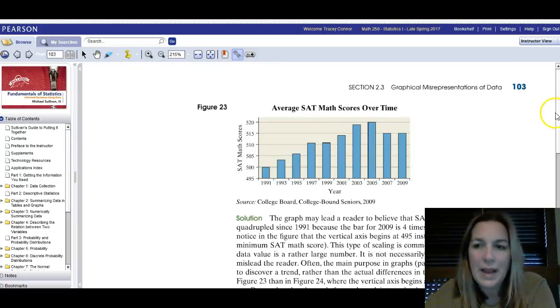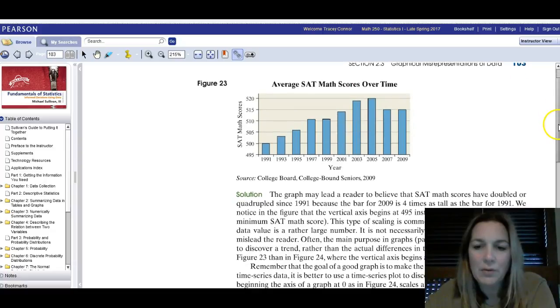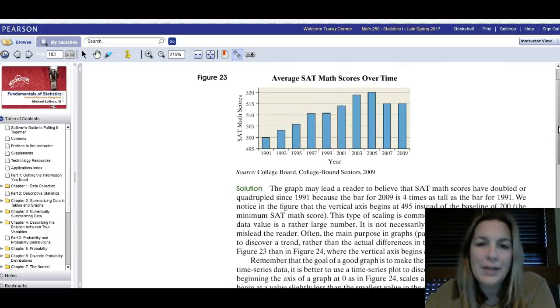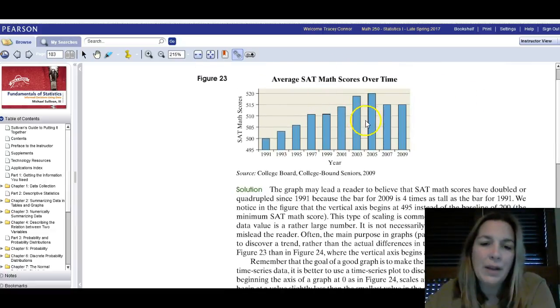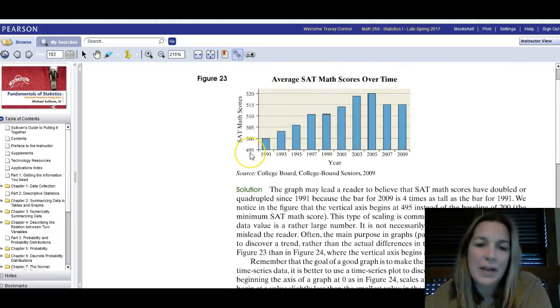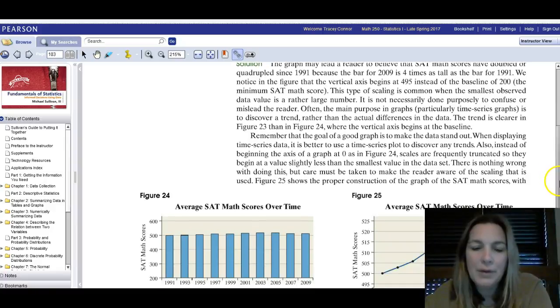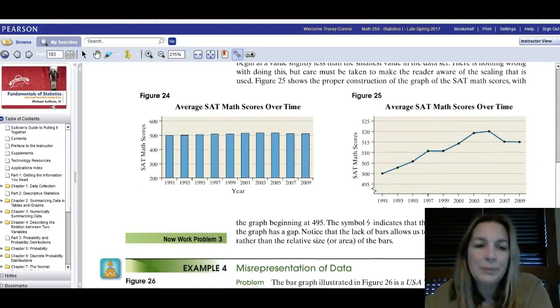All right, this is the average SAT math score over time. Again, we're looking at the graph here, and we can see that it's starting at an SAT score of 495 instead of 0. So it's emphasizing that these scores have gotten better over time and then somewhat stabilized. But if we look down here, even starting at 200, they probably should start at 100, but even starting at 200, you're going to see not much of a difference in SAT scores.